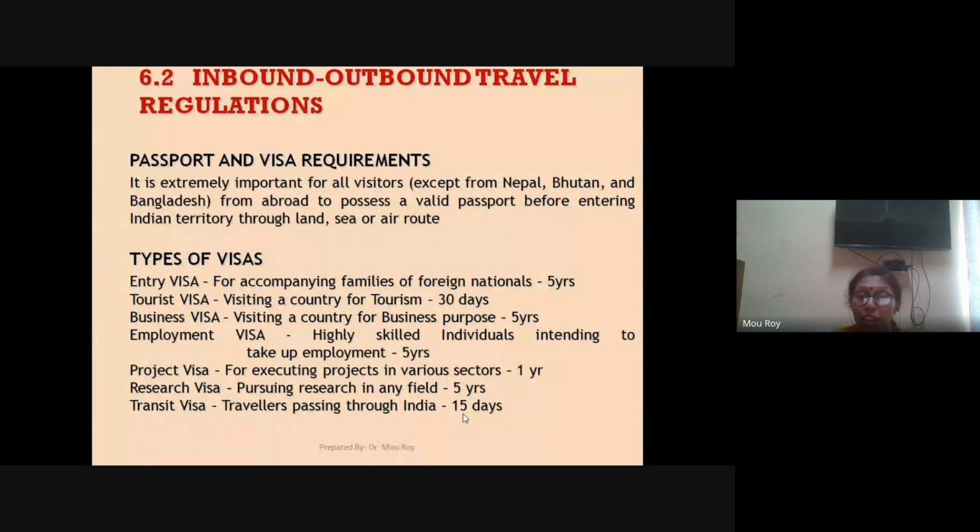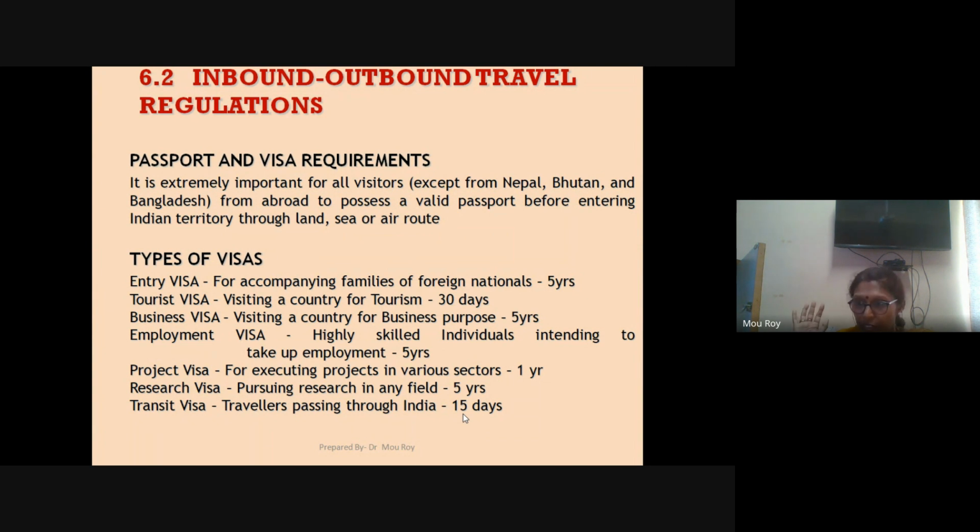Sometimes there is a transit visa. Suppose you are going from India to the US and there is no direct flight, so you have to go via some other country. Suppose you go from Delhi to Dubai, and then you have a direct flight from Dubai to the US. Delhi to Dubai is about a 4-hour flight, but Dubai to the US is around 14 to 16 hours. When you go to Dubai, you will be passing through that country. That is why it is called transit.